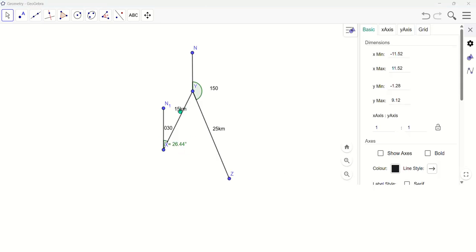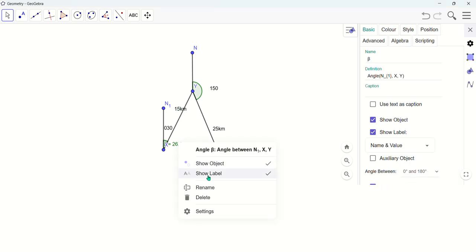So I've just shown here 15 kilometers. This is not what we want. This is 15 kilometers. This is the 25 kilometers. And then this is the bearing 150 degrees from Y to Z. And this is the bearing 30 degrees from X to Y.